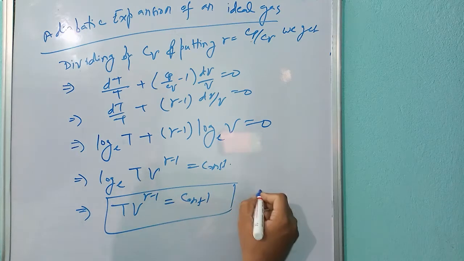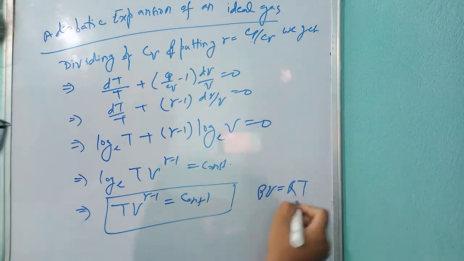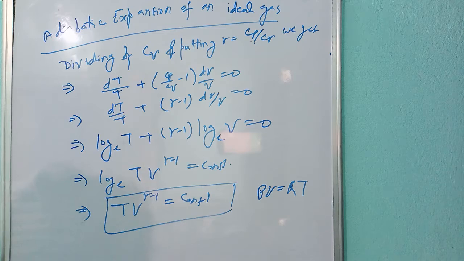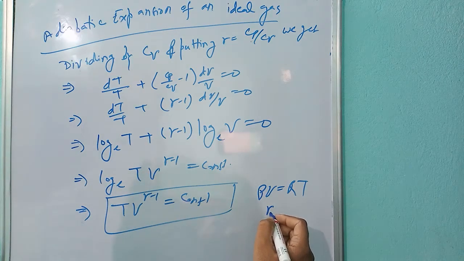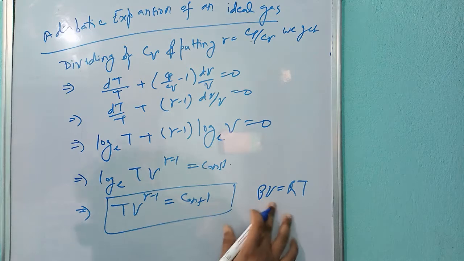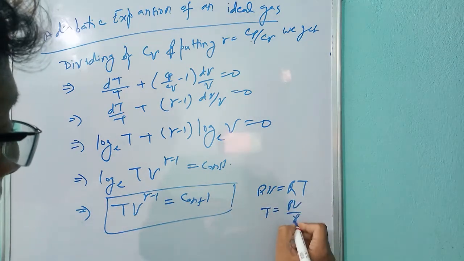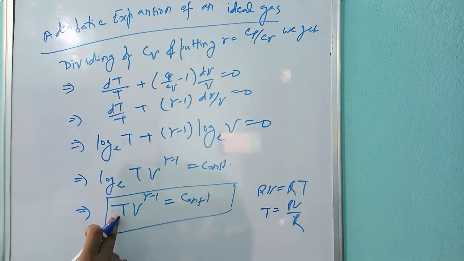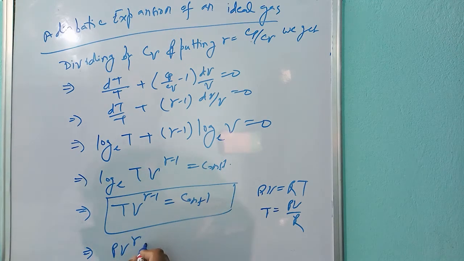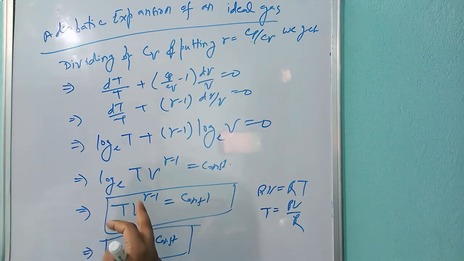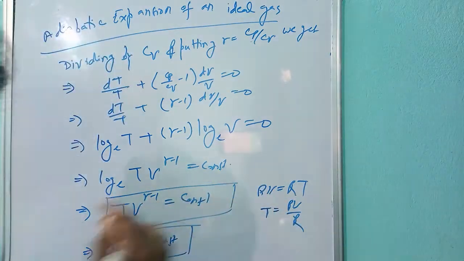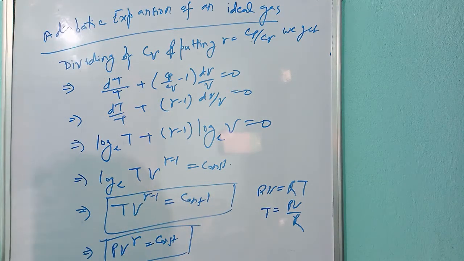And now we know that PV is equal to RT. So here T will be equal to PV by R. Now you can put this T here, then it will come in terms of PV. So PV to the power gamma will be equal to constant. R is also constant, and that R will be divided to the other side, and it will again be constant. That's why PV to the power gamma is equal to constant.